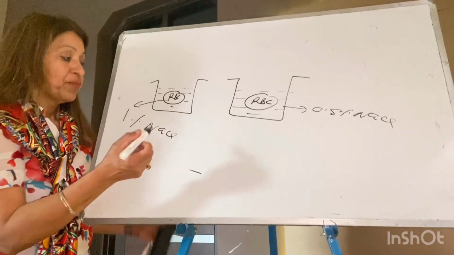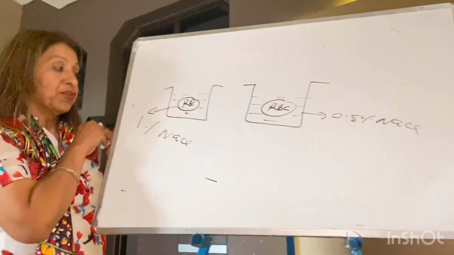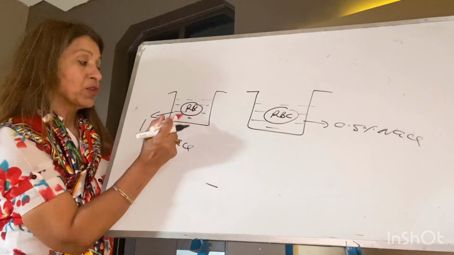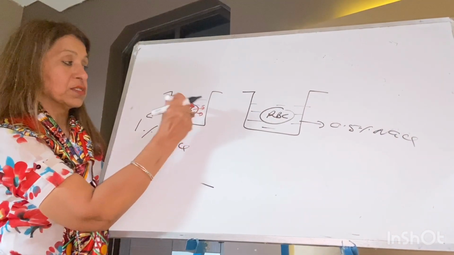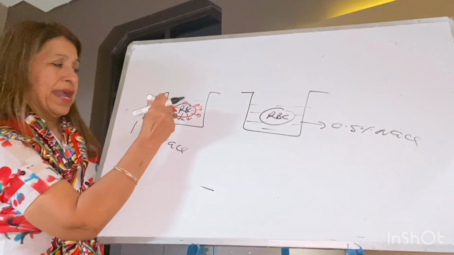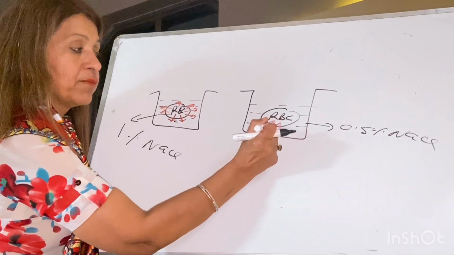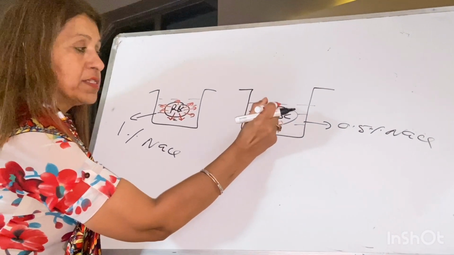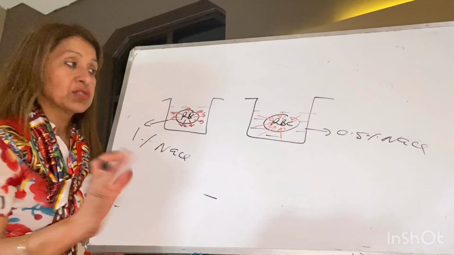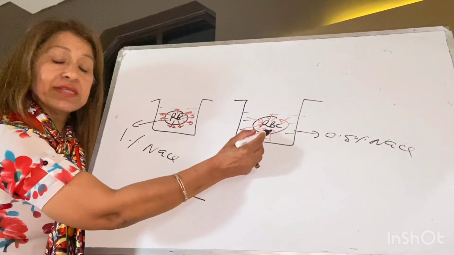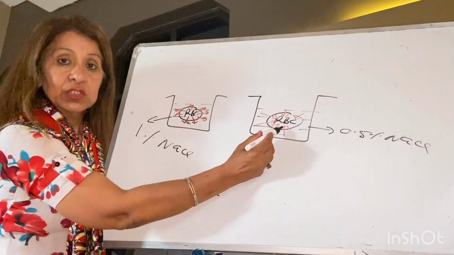Now what will happen? Osmosis is from dilute to concentrated. So here osmosis takes place from RBC to the NaCl, dilute to concentrated. Arrows outside, dilute to concentrated. Here, dilute to concentrated, inside: NaCl will go inside. So in both cases RBC will be damaged. Here RBC will swell and burst. Here RBC will shrink and die. Shrink and die, swell and burst.